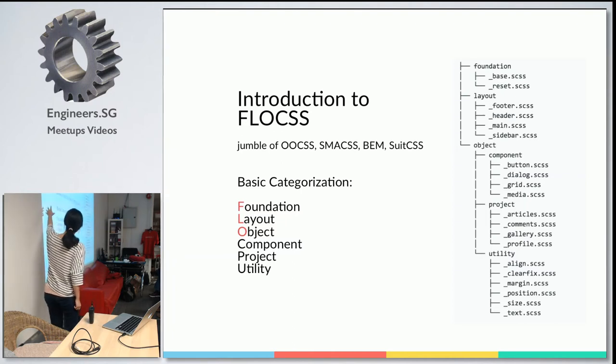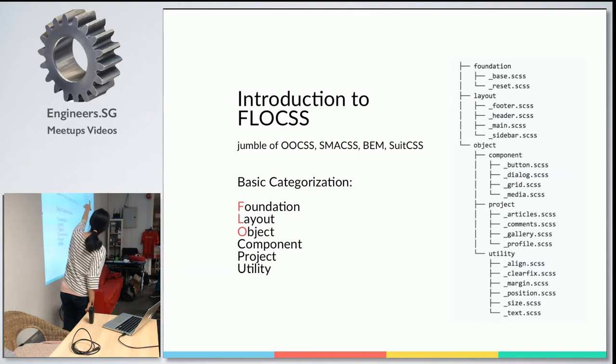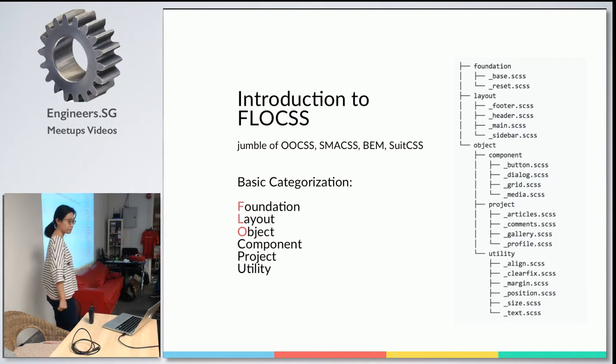So FLOCSS is a CSS methodology where you break your CSS into different layers or different categories. And there are six layers: foundation, layout, object, component, project, utility. And component, project, and utility are a part of object. So that's where the FLO comes from for FLOCSS. And if you want to see the directory structure, foundation, layout, and object are at the foremost level. And then you have component, project, and utility inside the object layer. And then I'll be talking about these layers individually. So first, I'll be talking about the foundation layer.